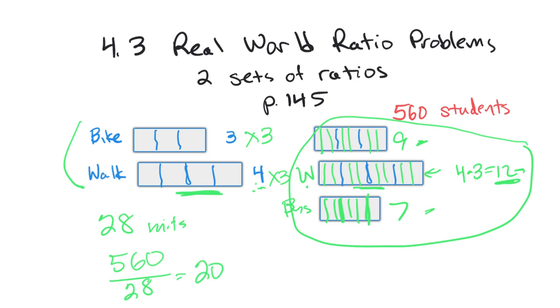And so I can figure out each one of the types of transportation just by multiplying it by 20. So for bike, right here, I do 9 times 20 is my bike. For the walkers, I do 12 times 20. And then for the bus riders, it's 7 times 20. All you have to do is do those multiplication problems, and you know how many you have for each one.